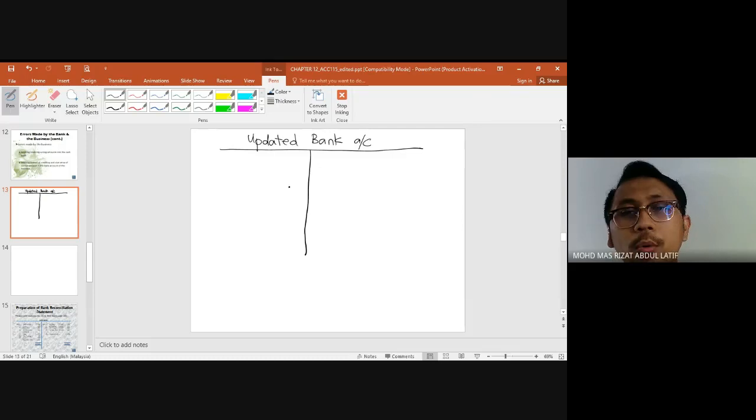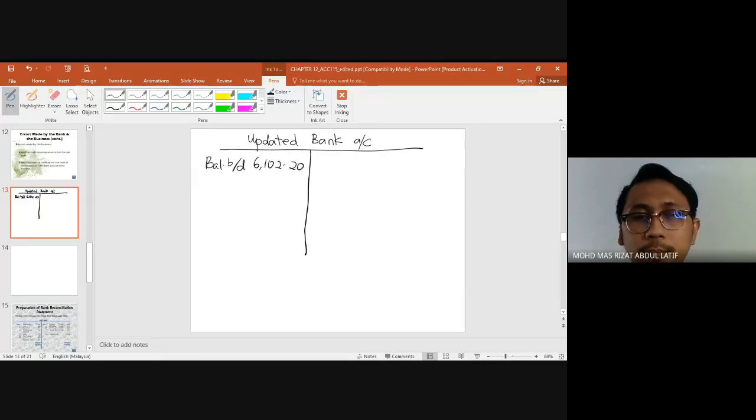Right, now, first of all, transfer the balance CD in the bank account into updated bank account. So if you refer to your bank account in example 12.1, you ada balance CD kan? 6102 sebelah kredit. So jadikan dia balance BD dalam updated bank account. So kalau balance CD dia sebelah kredit, maksudnya balance BD ni sebelah debit lah. So balance BD 6102.2. Okay, jangan ambil balance BD yang dalam bank account. Ambil balance CD dia dan jadikan updated bank account sebagai balance BD. So kita transfer je lah baki dia tu.